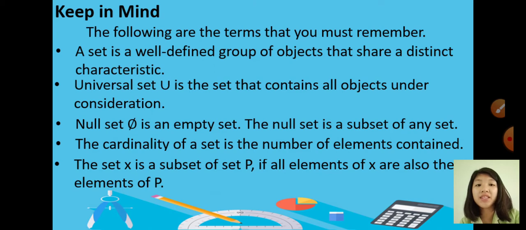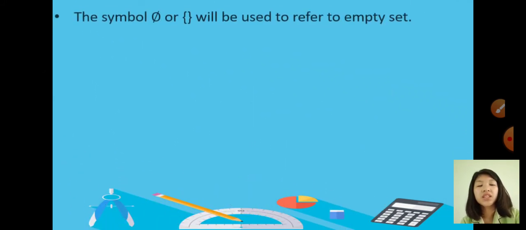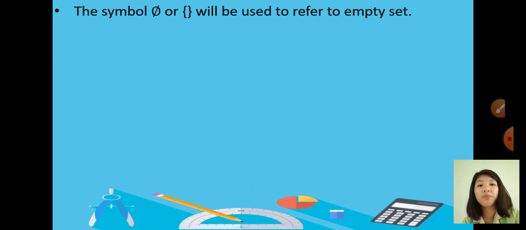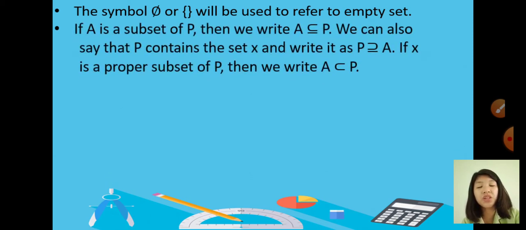The set X is a subset of set P if all elements of X are also the elements of P. Next, the symbol null set or yung empty set will be used to refer to empty set. So, it's either yung null set or yung dalawang braces ang gagamitin kapag empty set. And if A is a subset of P, then we write A, then yung symbol, then P. We can also say that P contains the set X and write it as P, then yung symbol, A. If X is a proper subset of P, then we write A is a subset of P.